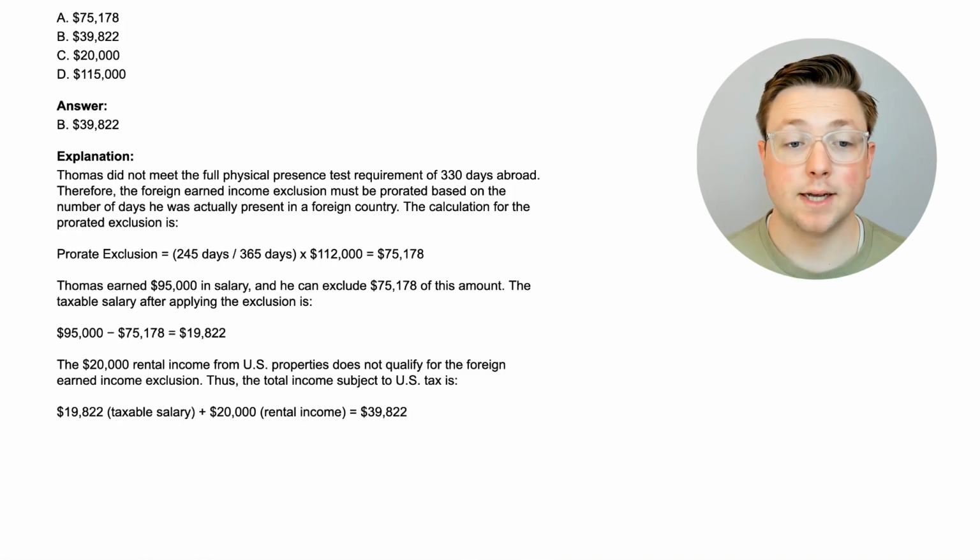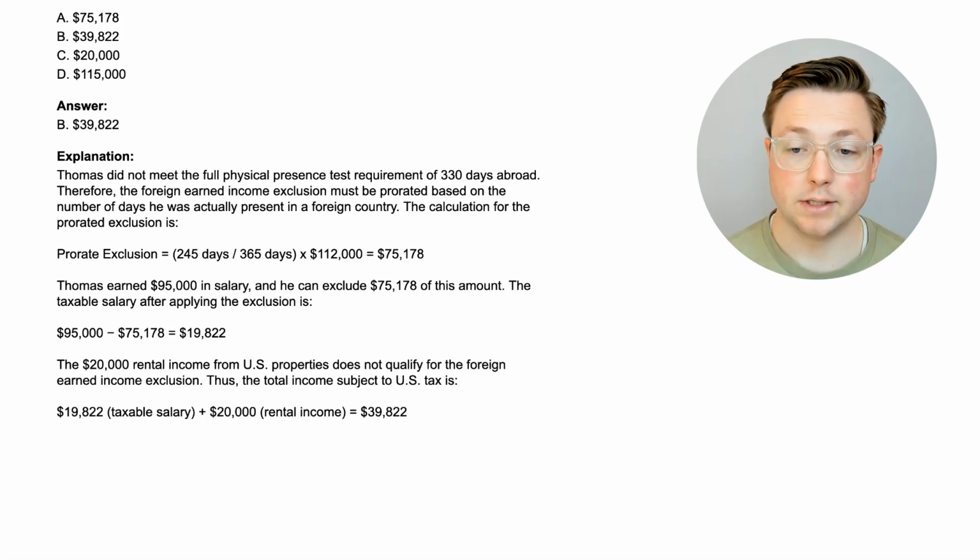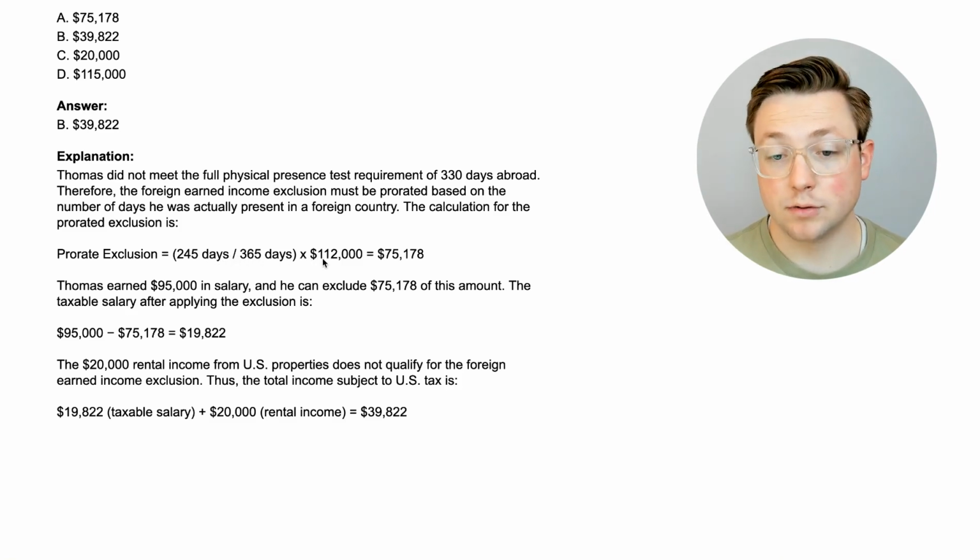Okay, and the answer is that he would have included $39,822. So let's read through this. He didn't meet the full physical presence test and obviously not the bona fide residence test. So therefore the exclusion is prorated for him. And so you take that prorated amount here, 245 days divided by 365, multiply that by the exclusion, and that gives you the amount of exclusion that he can take.